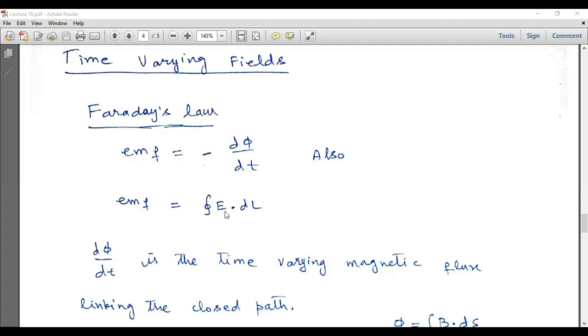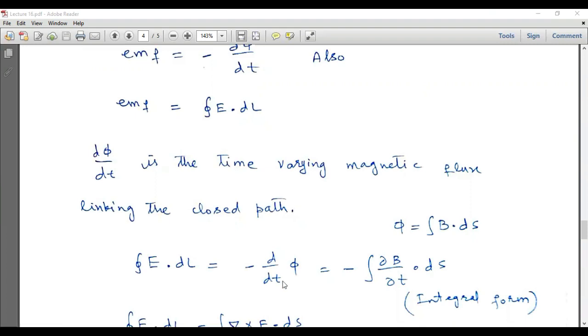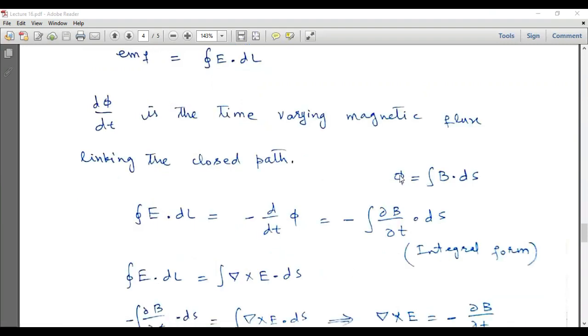So it means that d phi by dt is the time varying magnetic flux linking the closed path. This is the derivative of the magnetic flux, and E dot dl is equal to minus d phi by dt. We also know that phi is the magnetic flux, which can be written as the surface integral of B dot ds. So we can write B dot ds in place of phi in this expression. So E dot dl will be equal to minus d by dt of phi, and it will be equal to minus the surface integral of partial B over partial t dot ds.